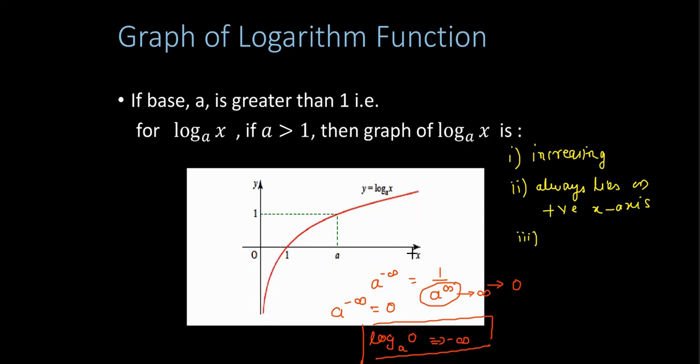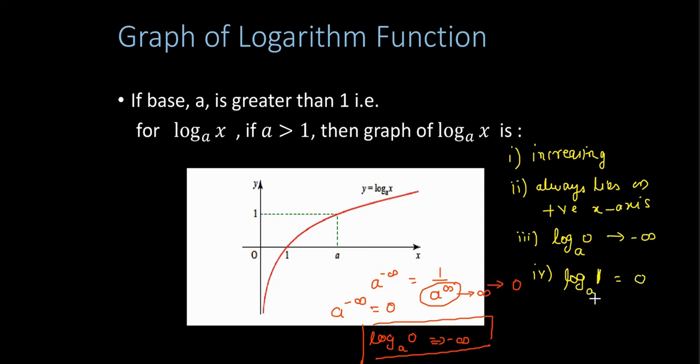Okay, and obviously for x tending to plus infinity, log x will tend to plus infinity because it is an increasing graph. So the third point is this, that log 0 with base a is tending to minus infinity. And the fourth point is, as you can see here, the point of intersection with the x-axis is always 1. For any base a, this a can take any value, log of 1 will always be 0. Log 1 with base a is always equal to 0.